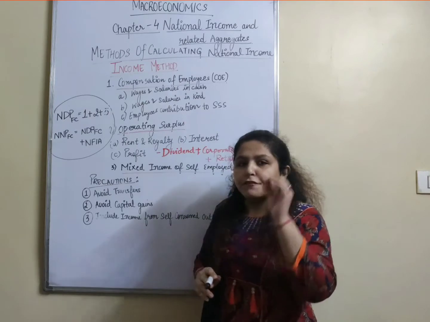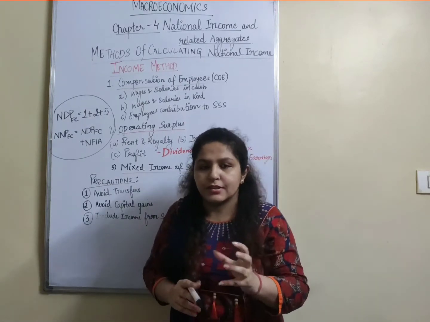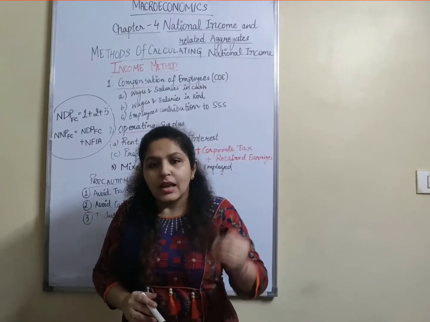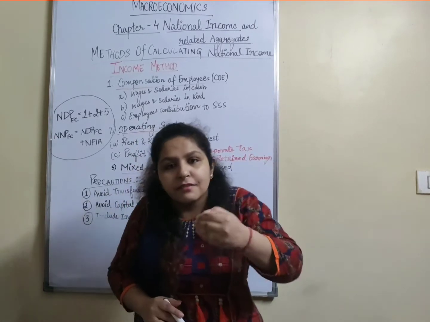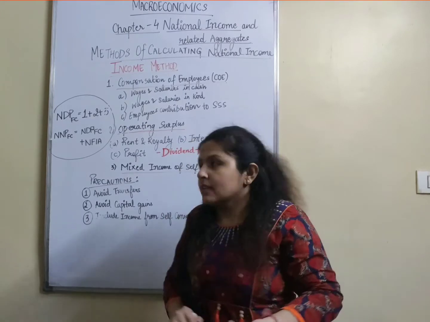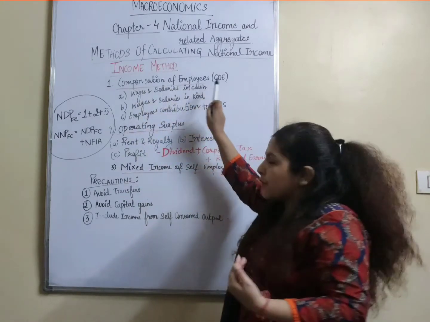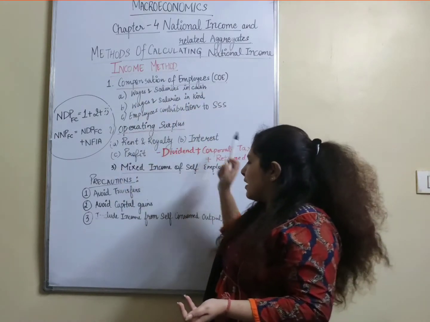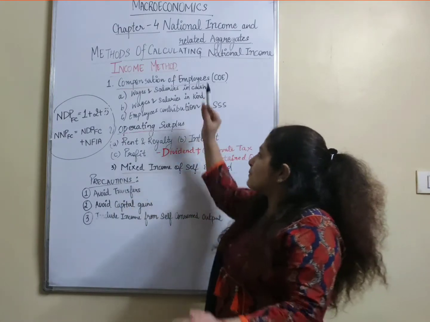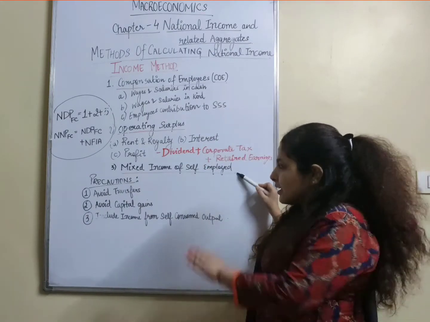So what is the formula of income method? Income method includes the factor payments of all the 3 sectors. So what do you mean by factor payment? When we get a service and in return we pay money, that payment is known as factor payment. The factor payment is divided into 3 subparts. We have compensation of employees, secondly operating surplus, and third mixed income of self-employed.